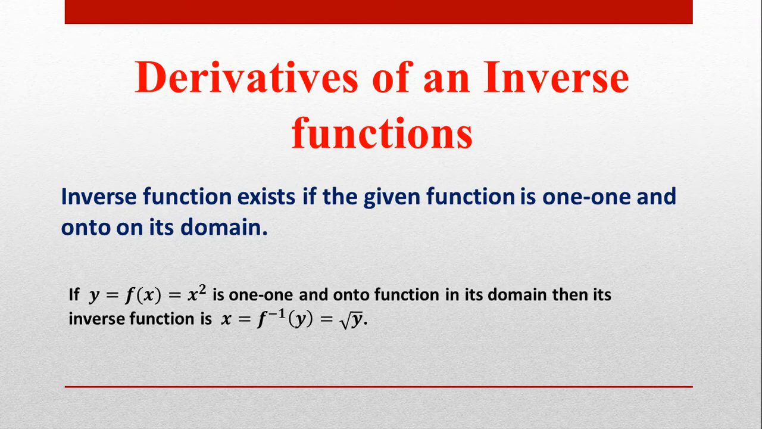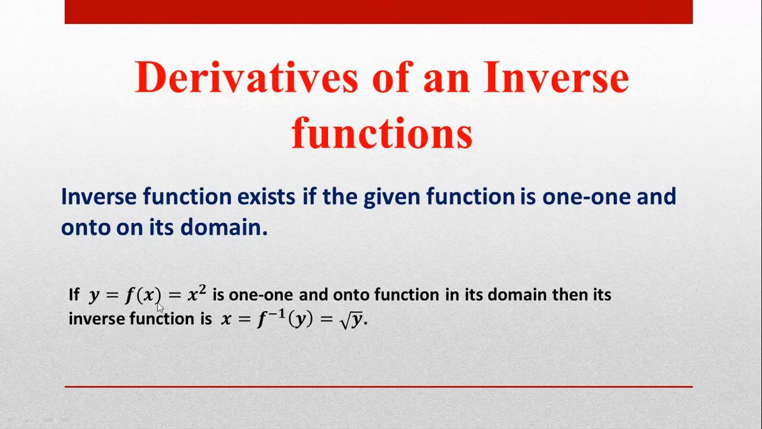Here it is. If y is equal to f of x is equal to x square, see, y is equal to f of x is equal to x square is a one-one and onto function in its domain. If the domain set is properly defined for this function to become one-one and onto, then the inverse function exists as per the definition. So what is the inverse of this function?